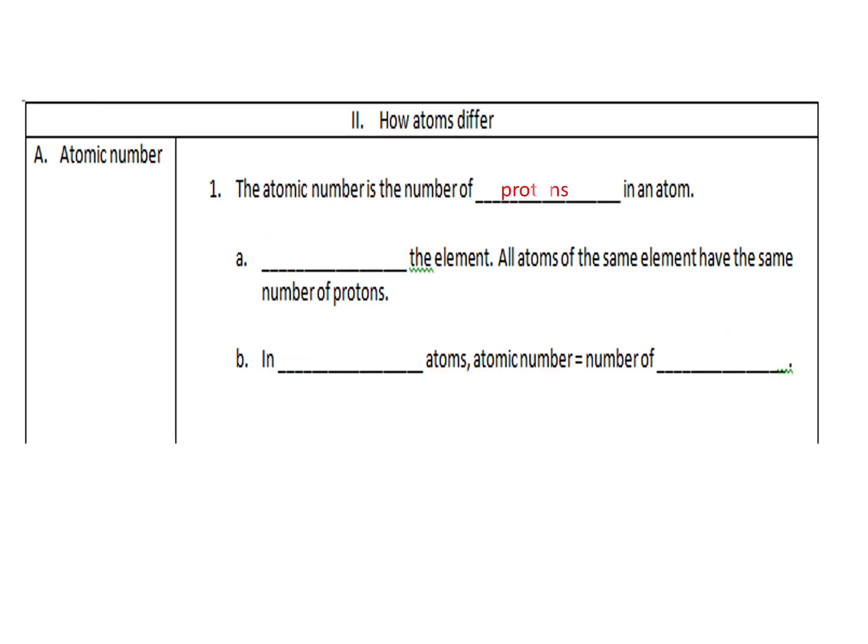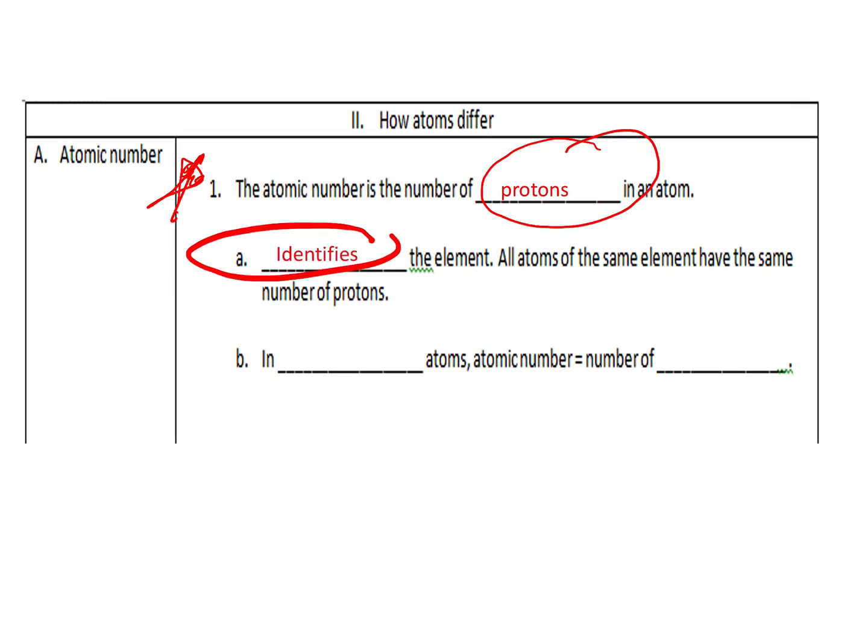The atomic number is the number of protons in an atom. So star this, okay? That's a terrible star that I just made, but it's the number of protons. If we change the number of protons in something, we're going to change the identity of the element. And so protons identify the element. Make sure you make a big note of that.